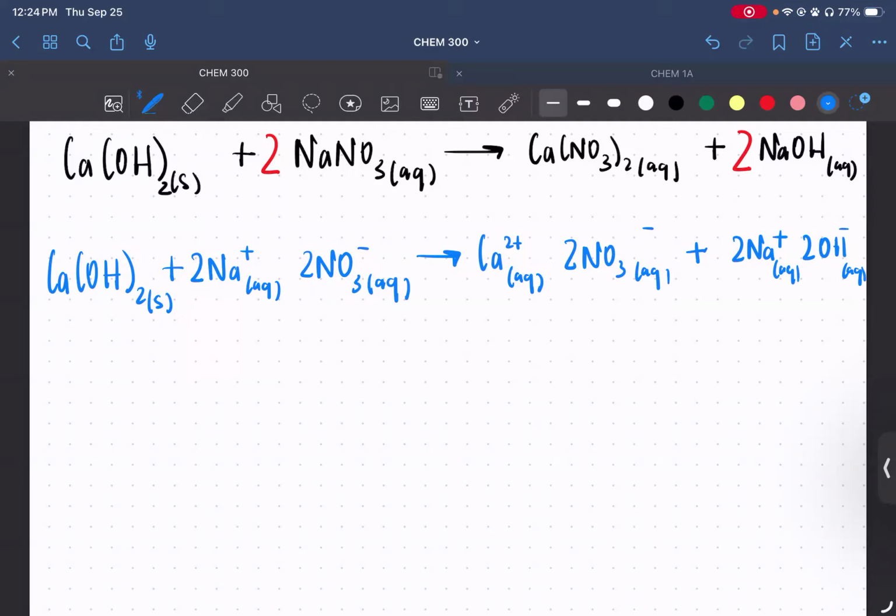As a reminder, spectator ions are those that do not change state over the course of the reaction. Starting from left to right, calcium starts off solid, it ends up aqueous, we leave it alone. OH starts off solid, ends up aqueous, we leave it alone. Sodium starts off aqueous, ends up aqueous. This is deleted. NO3 starts aqueous, ends up aqueous. This is deleted.